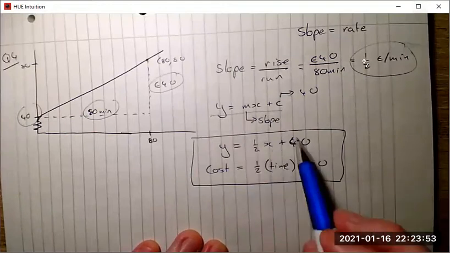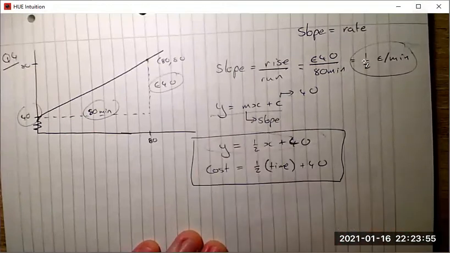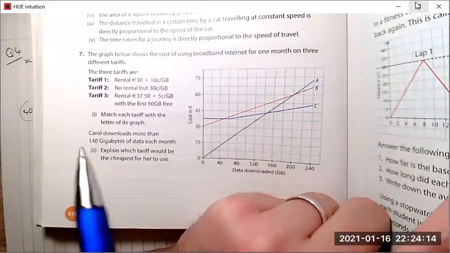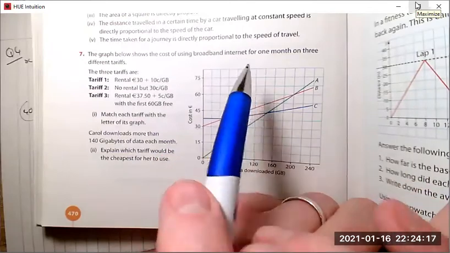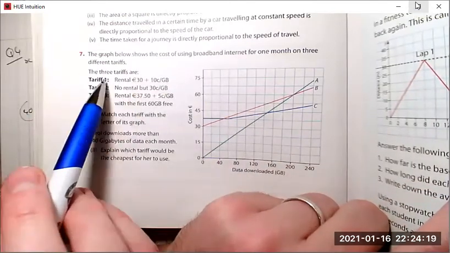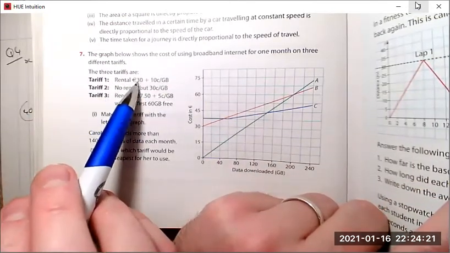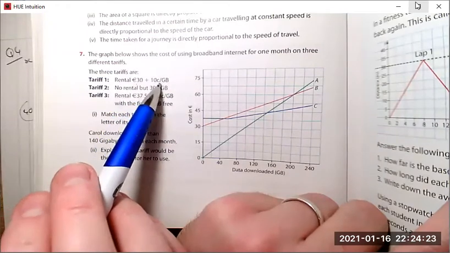So that's your coordinate geometry, that's your rule, but really you're looking at the same thing here. We'll finish then with question 7. The graph shows the cost of using broadband internet for 1 month on 3 different plans. The 3 plans are a rental of 30 euros and 10 cents per gigabyte.